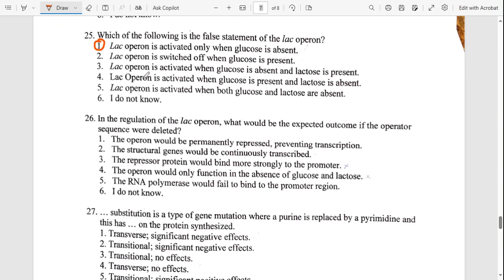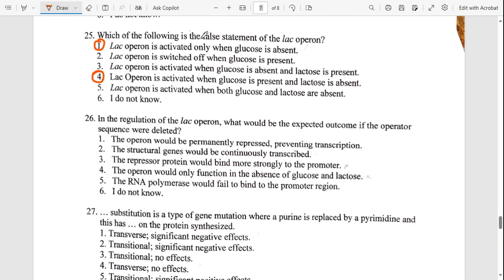Okay, what is the difference between these two? Lac operon is activated. So it is going to be activated when glucose is absent, yes, and lactose is present. And then for lac operon is activated when glucose is present and lactose is absent. This is false, so I'll take it. Lac operon is activated when both glucose and lactose are absent. Again, that is not true. Of course, it's only activated when lactose is present but glucose is absent.